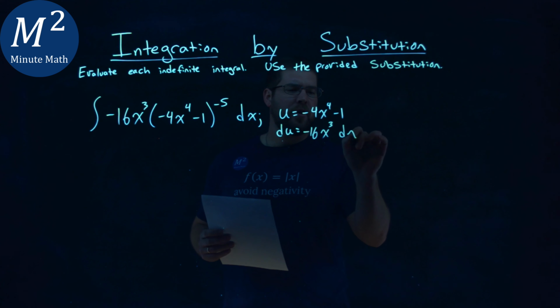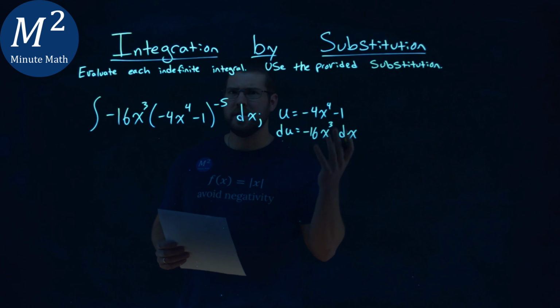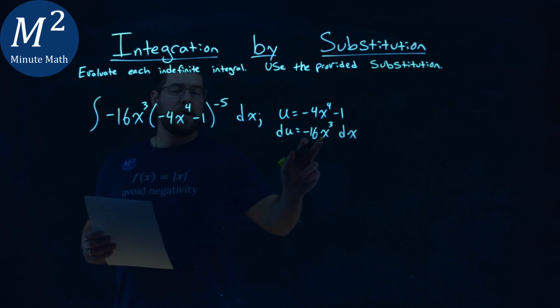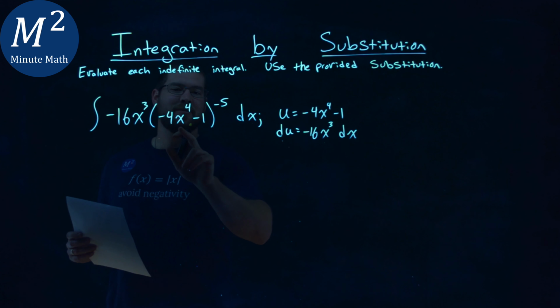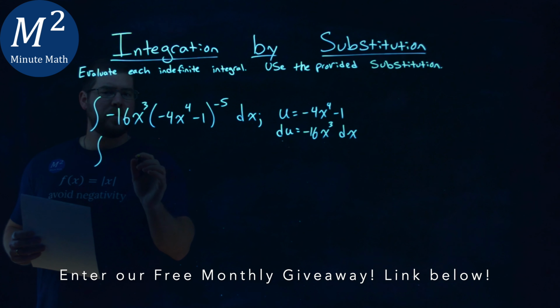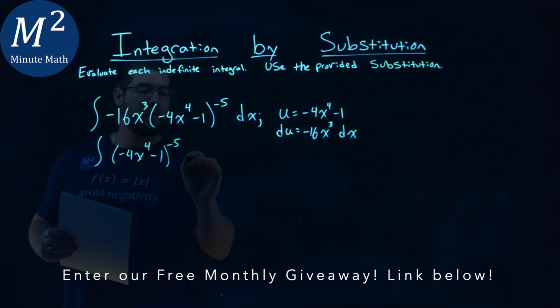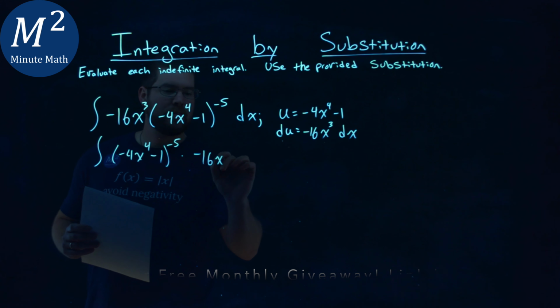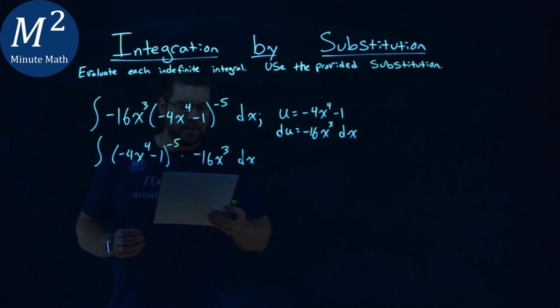So now the goal is, can I rewrite this whole thing in terms of a u and du? And notice we have actually lined up. Our du lines up to be negative 16x to the third power and the dx right here. And the u fits right here inside the parentheses. Okay? If it's easier to see, you can swap this around to be a negative 4x to the fourth minus 1 to the negative fifth power times a negative 16x to the third dx. And now that's seen a little easier.